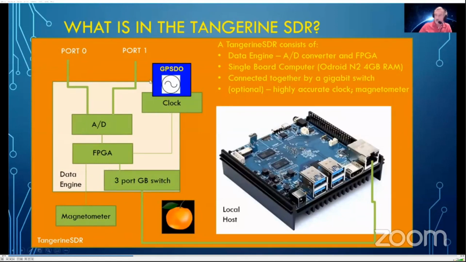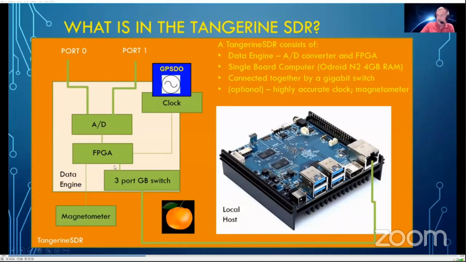What's in the Tangerine SDR itself? There are 2 ports for antennas, and let's talk first about the overall view. There are 2 parts: a data engine, which collects data from off the air, and a local host, which is a small board computer used to collect that data, package it, and upload it. The data engine includes an A to D converter and a field programmable gate array to do signal processing, the filtering and other activities you need to do to prepare the data to upload.